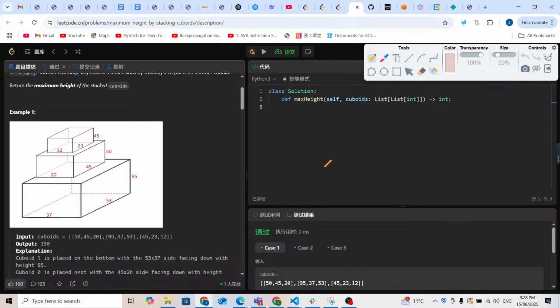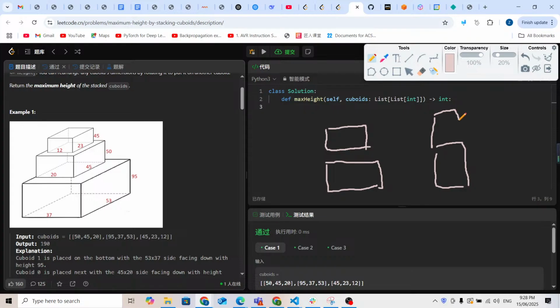So for example, I'm going to draw a two-dimension cuboid. This is one, and this is another one. If we stack it like this, definitely the height is not higher. But what if we stack it like this? We turn it 90 degrees, and this one similarly we turn 90 degrees. So definitely it's going to be higher. This is why we can turn it and make it higher.